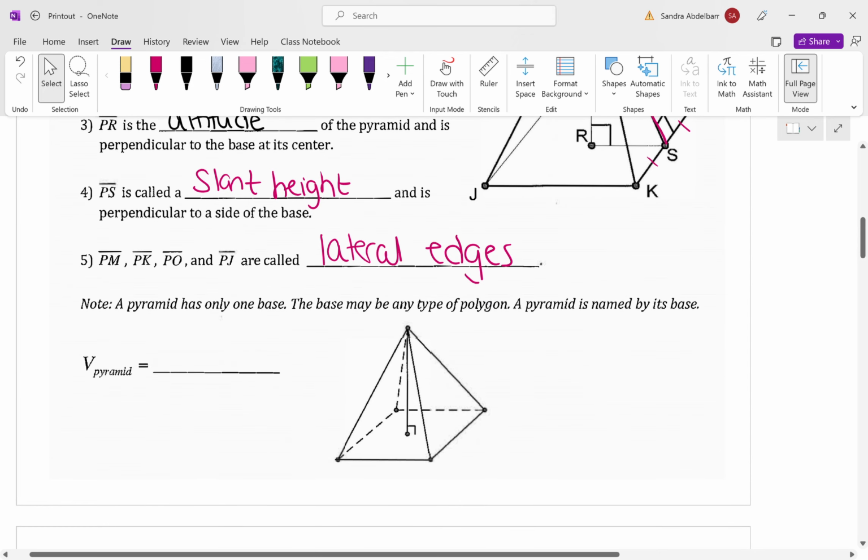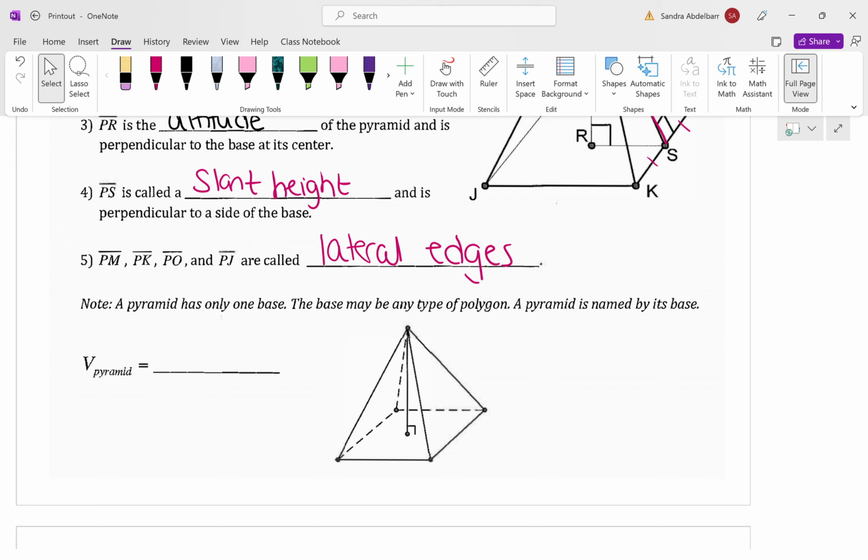All right, note, a pyramid has only one base. The base may be any type of polygon. A pyramid is named by its base. We discussed this before. So if the base is a triangle, it's called a triangular pyramid. If the base is a hexagon, it's called a hexagonal pyramid. You name a pyramid by its base.